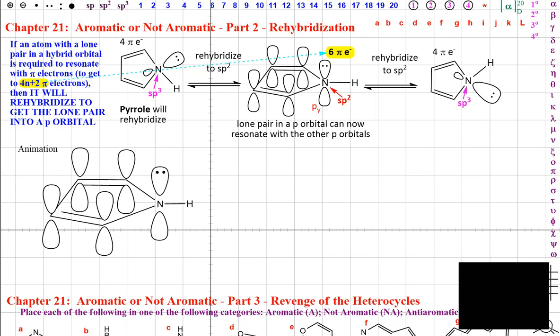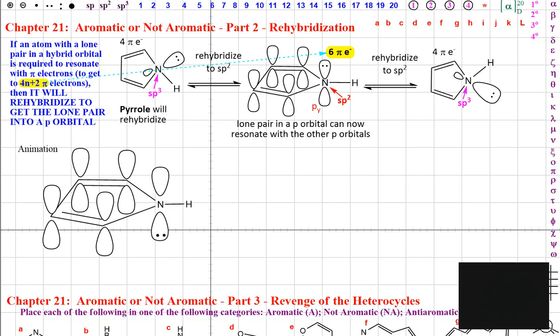We are at the halfway point. The molecule is going to spend almost all of its time like this, with all 6 pi electrons freely resonating in a circle. Just a brief reminder, half the time electrons in a p orbital will spend time in the bottom lobe, the other half in the top lobe.